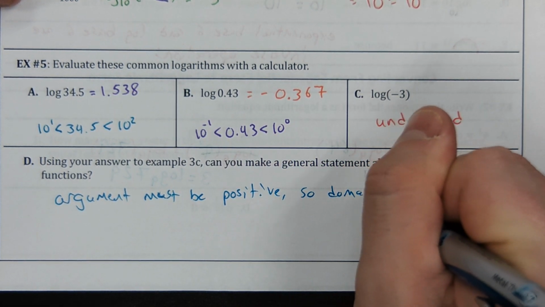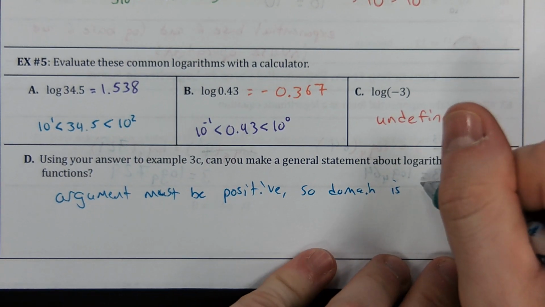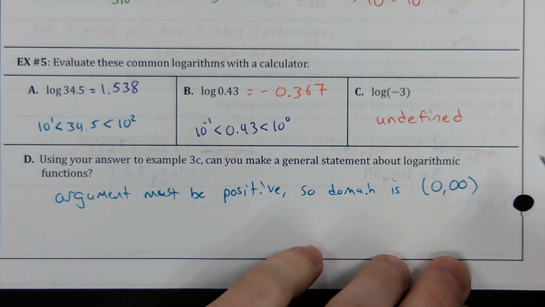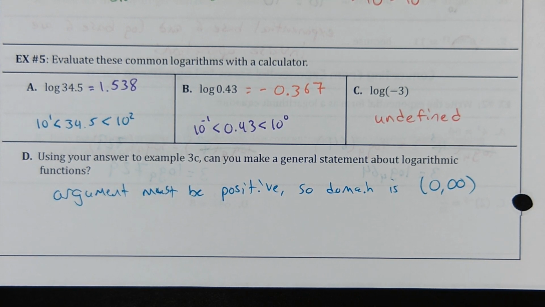So domain is from 0 to infinity. You know why the domain of the logarithm function is from 0 to infinity, not including 0? It's because that's the range of the exponential function. Remember, logarithms and exponentials are inverse functions. The domain of one is the range of the other. So because the range of exponential functions is from 0 to infinity, non-inclusive, the domain of logarithms is from 0 to infinity, non-inclusive.